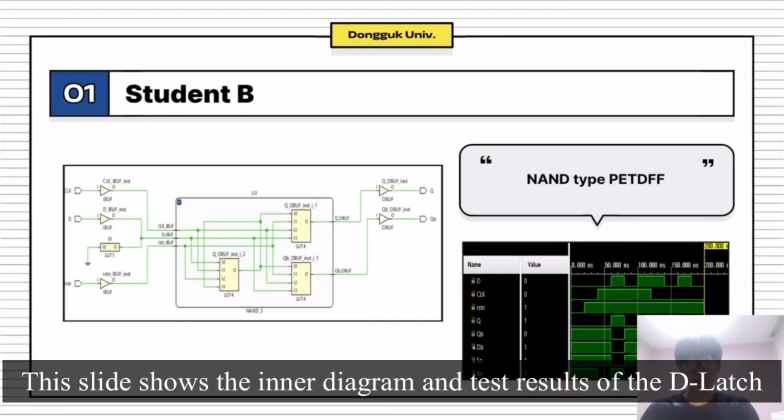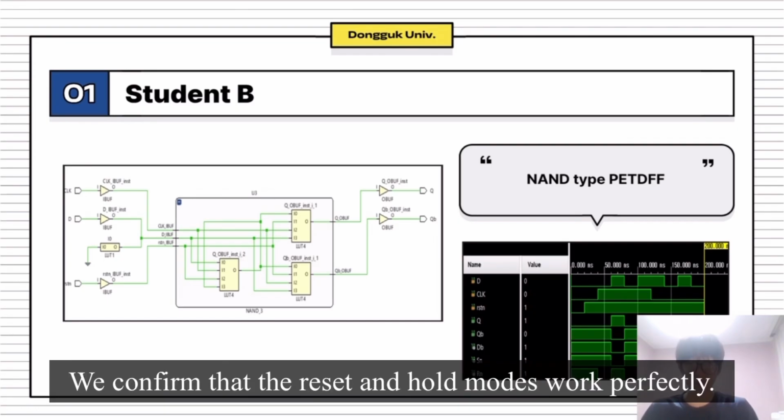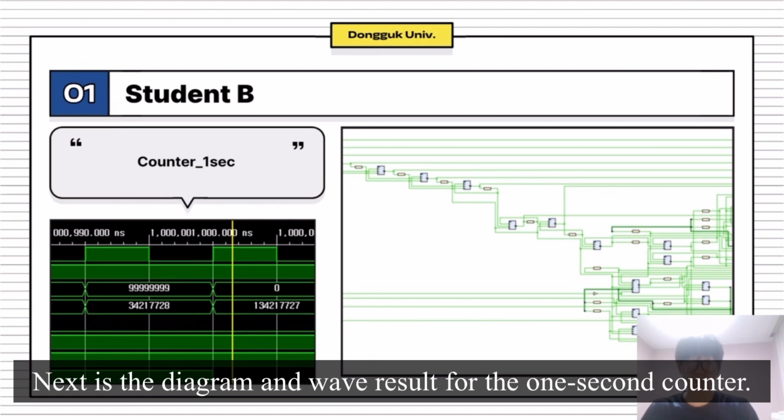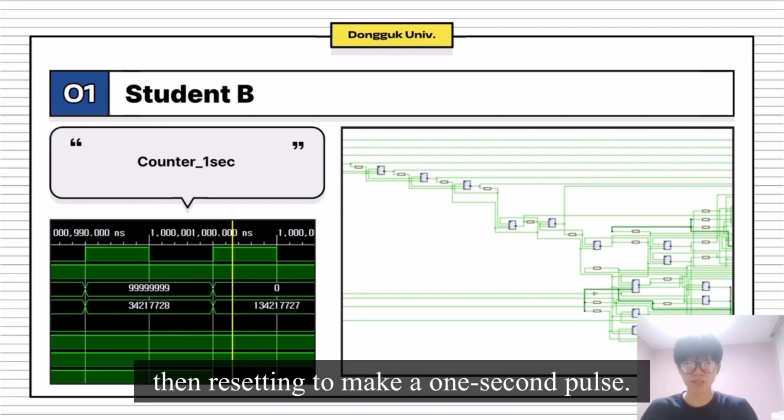This slide shows the inner diagram and test result of the D latch and T-DFF, which we built using only NAND gates. We confirmed that the reset and hold modes work perfectly. Next is the diagram and wave result for the 1 second counter. You can see the register counting exactly 100 million times, then resetting to make a 1 second pulse.